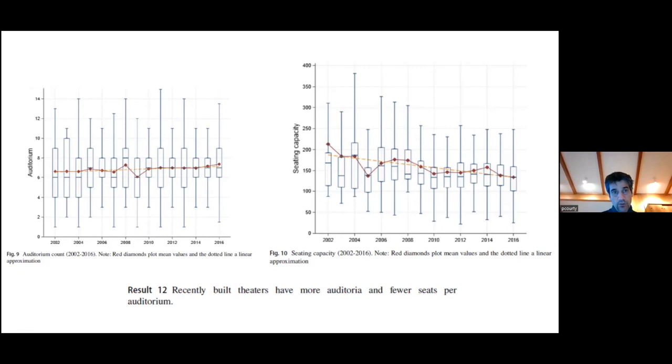We take a longer time series on theater size from 2000 to 2016, so 14 years of data, and we see that the number of auditoria went up quite a bit, from a bit above 6 to closer to 8, right? So probably one more auditorium per theater. You might say it's not that much, but still, in percentage terms, it's changed. There's a lot of variability, however, in this trend. If you look at the seating capacity, it's more pronounced. Seating capacity is on the right. So in 2016, the new theaters built are much smaller than the theaters built in 2002.